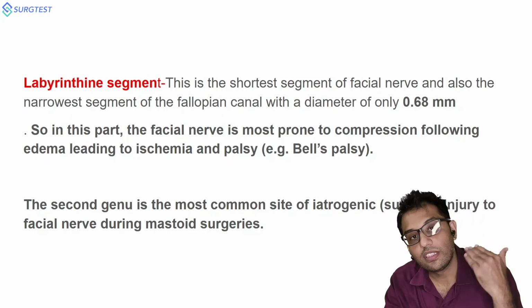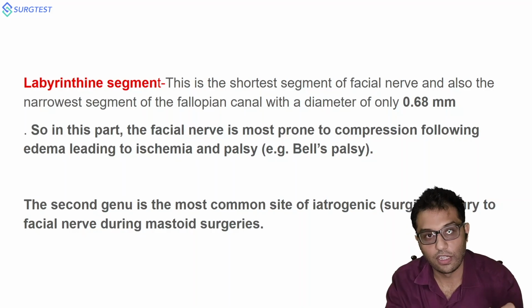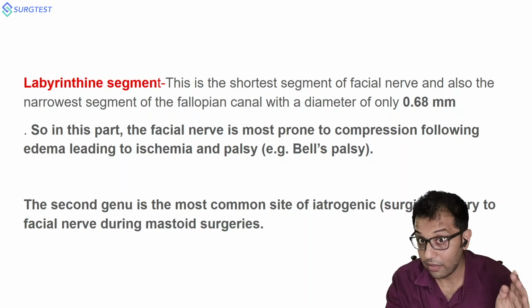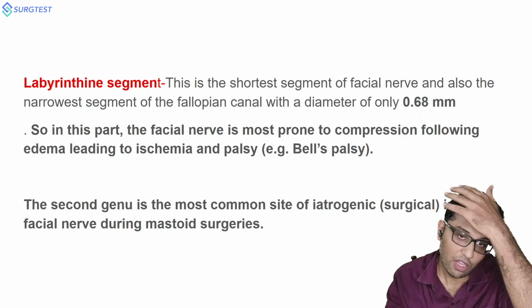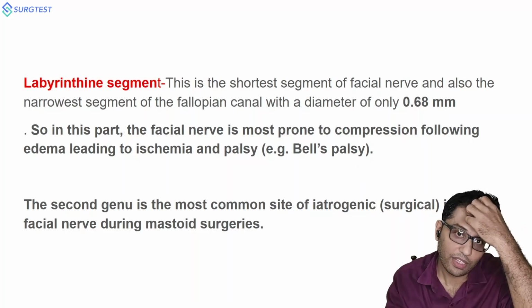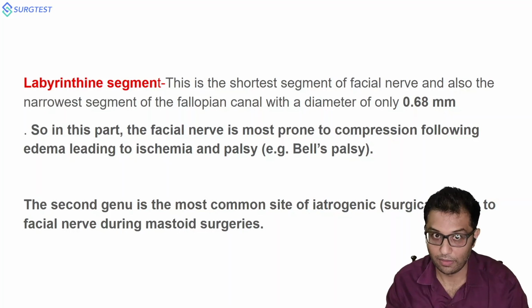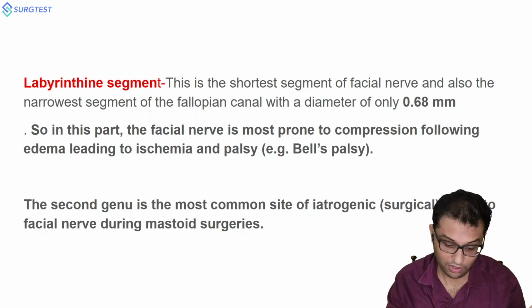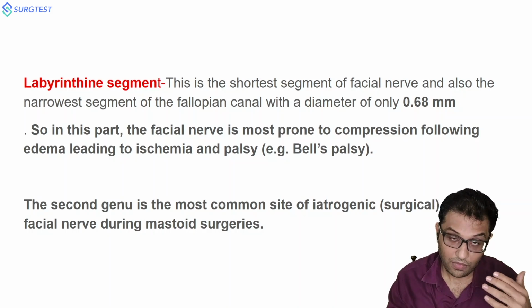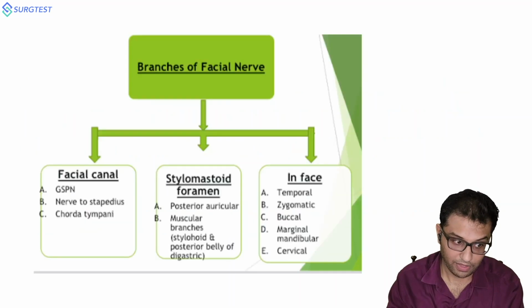Which is the surgery which has the highest chance of injury to the facial nerve? It is not mastoid surgery; it is parotid surgery. Parotid surgery is the most common surgery where we can cause an iatrogenic injury to the facial nerve. But if talking particularly about ear surgery, then which segment of the facial nerve is injured? It is the vertical segment. So the most common surgery which causes injury to the facial nerve is parotid surgery, but during ear surgery, the most common segment which is injured is the vertical segment.